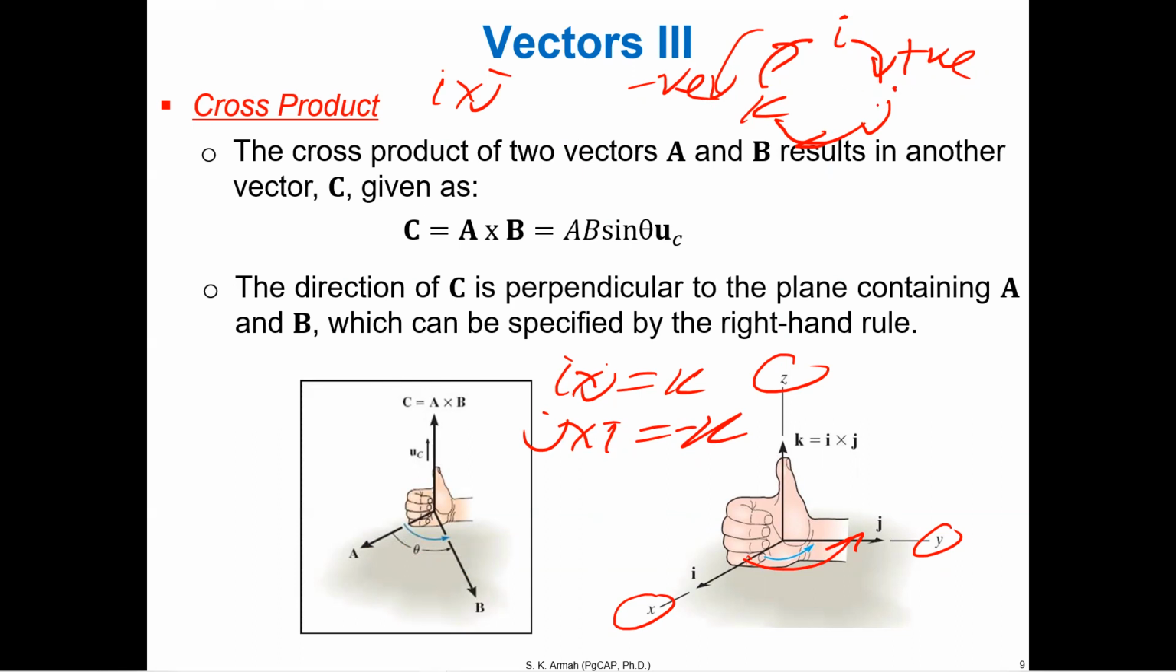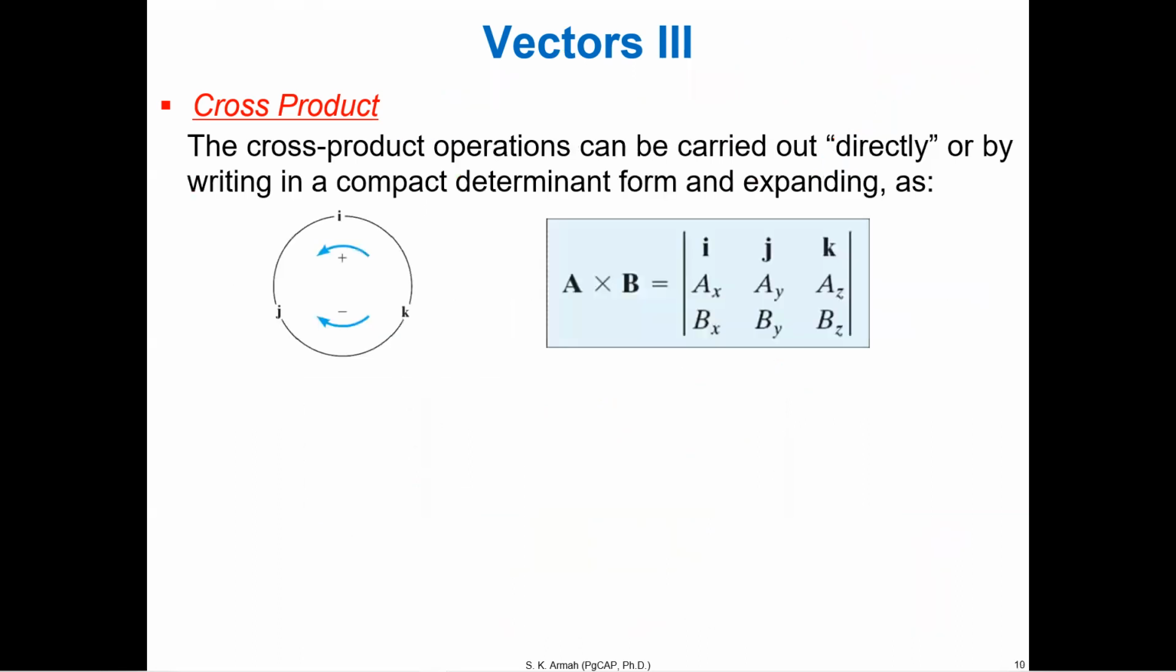But if you do the opposite, J cross I is negative K, and I cross K is negative J, in that order. So there's a similar one for the test, which I'm going to show in the next slide. That is the one from the textbook. The one I used to do at A level goes clockwise, but the textbook one goes counterclockwise. So it's the same thing.